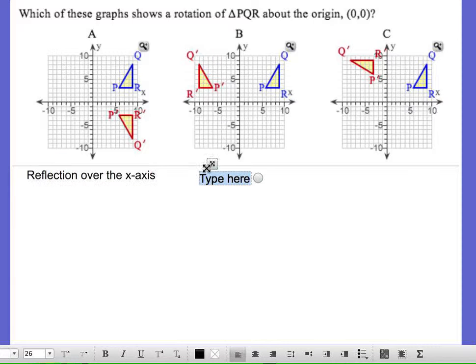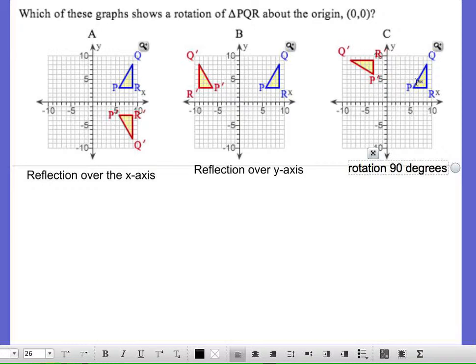This next one is also a reflection. But this time it's over the y-axis. And C is a rotation of 90 degrees. Again, reflect, we flip. In B, we also flip, but we went over the y.